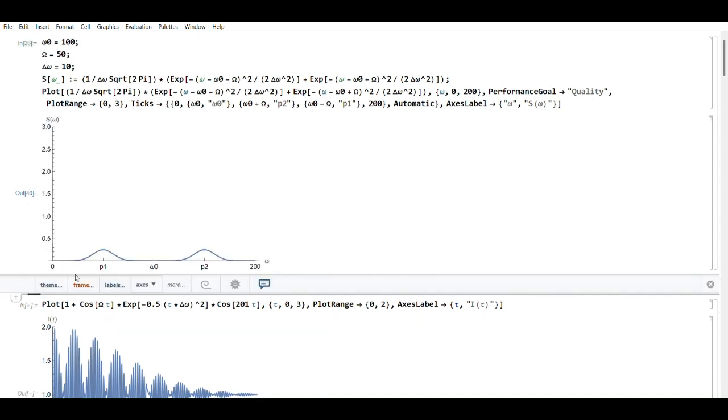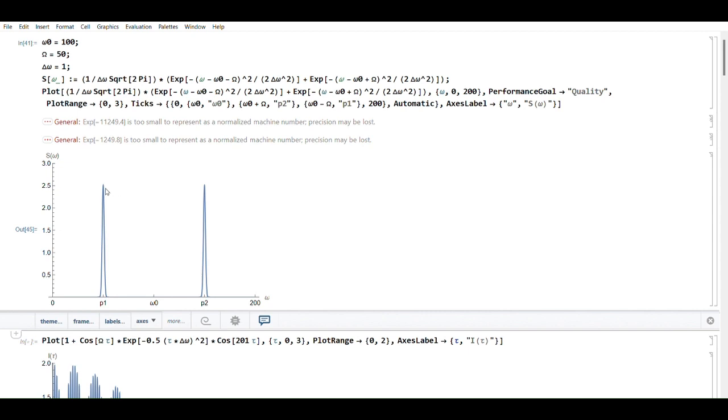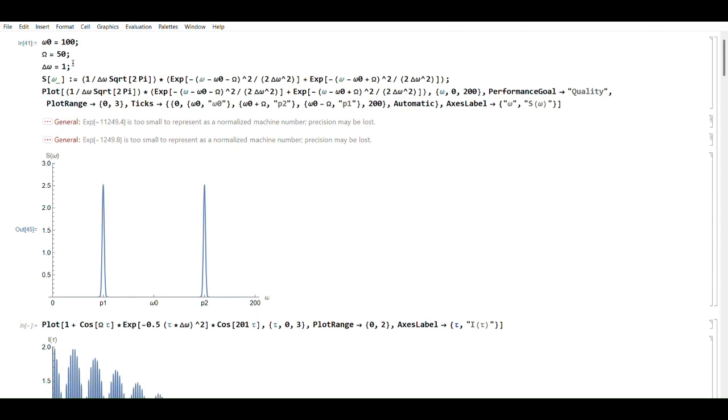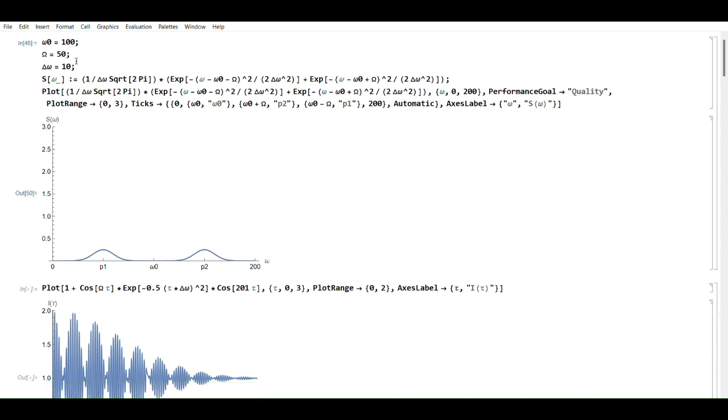Now if I come back to 10, let us now change delta omega. Instead of 1, if I change delta, oh sorry, this is because the width is too much and the spacing is not sufficient. Now see, spacing is also increased and width also increases. If I keep the width 1, you see this, okay, this is the width. Now if I increase the width, see, it becomes broader.